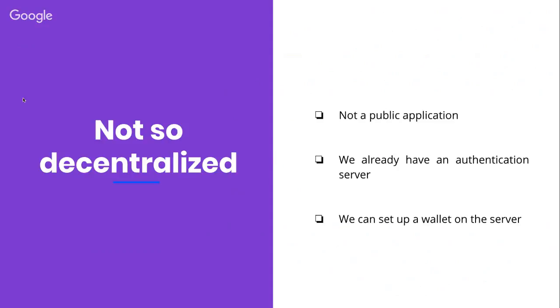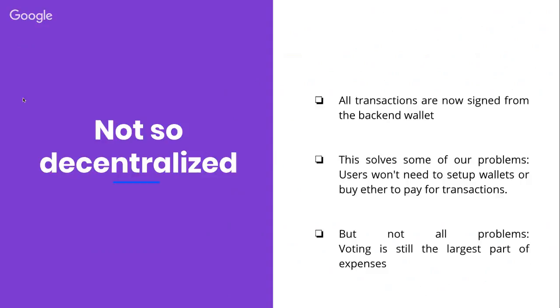So we already have an authentication server here. We have a server, an internal server for authentication. So I could use that. I don't need you to authenticate. I don't need to have another database with users if I already have one. So we can set up a wallet on the server that would handle all transactions, and in this way we would release the users from the burden of having to use MetaMask, and they would not need to pay for the votes anymore, because since all transactions are now signed from the back-end wallet, users don't need the wallet.